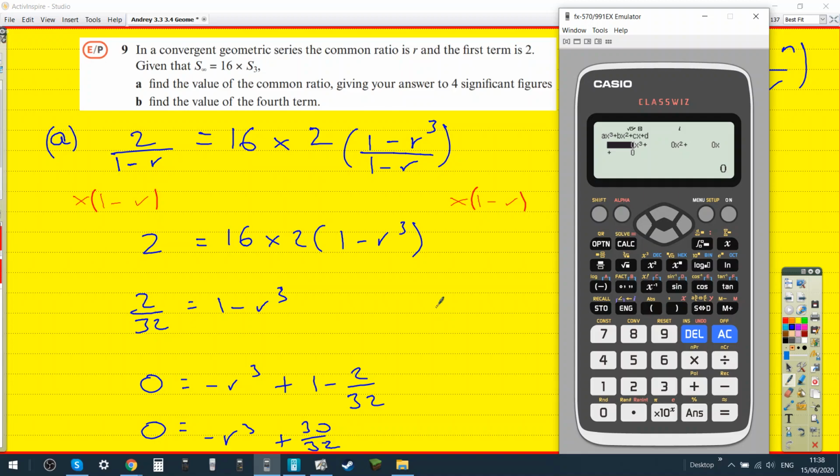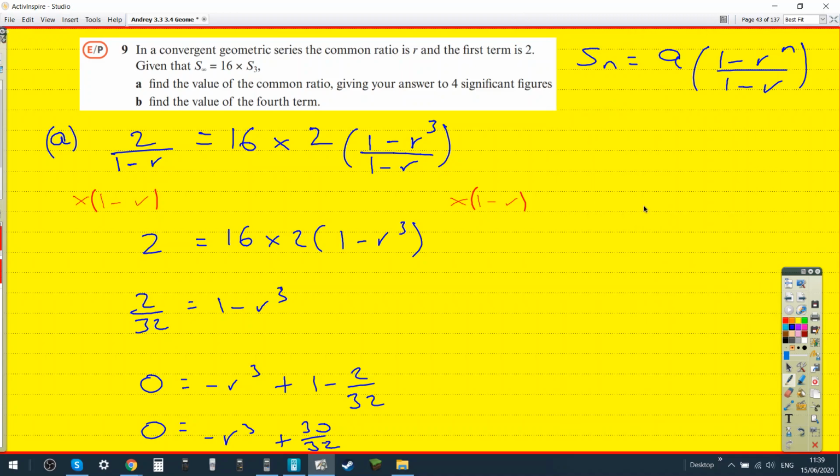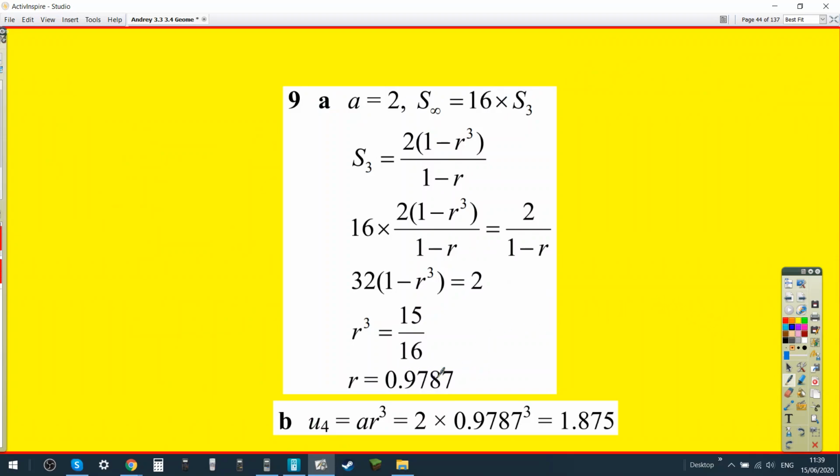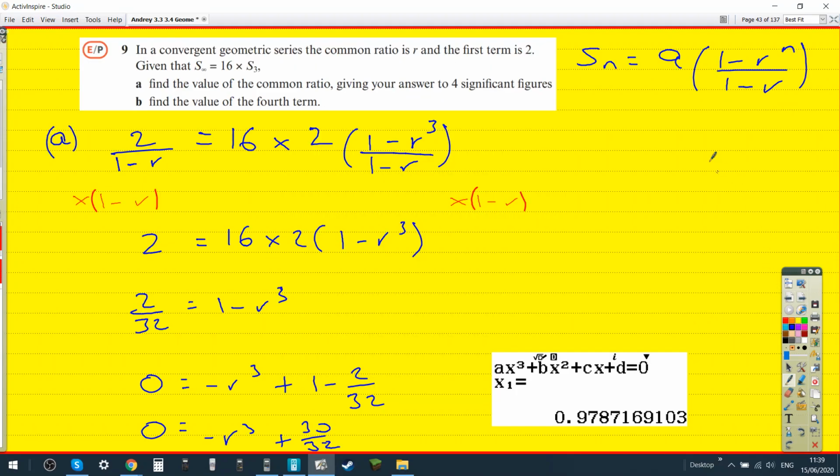Yeah. 0.9787. That's it. 4 sig fig. So that one we couldn't solve it, and so we just had to go through to the end. But this method would actually work with the previous one. Yeah, they're both over 1 minus r, so you can times them both by 1 minus r, and that'll make things easier. 0.9787. Any questions there?